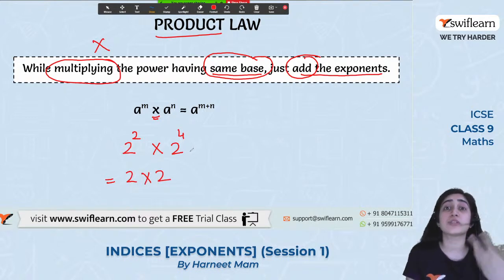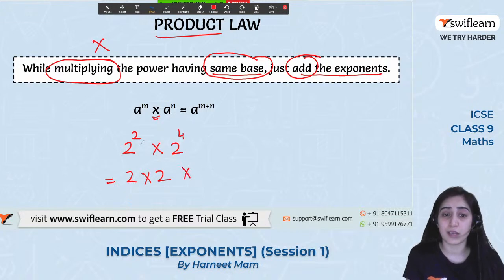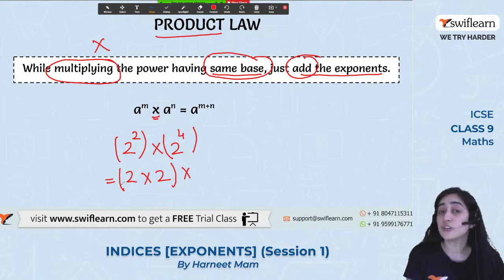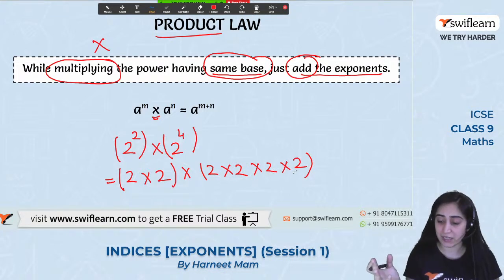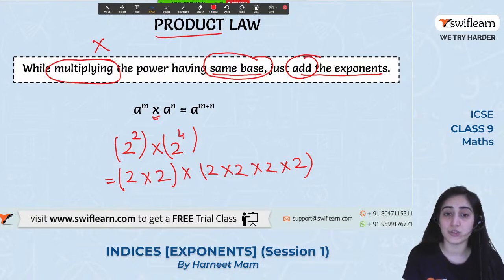Okay. 2 raised to the power of 4 का मतलब क्या है? Let me put this in a bracket so you actually get to know what we are talking about. 2 into 2, 2 raised to the power 4 मतलब है 2 को हम कितनी टाइम मल्टीप्लाई करेंगे? 4 times. So end of the day हमारा 2 कितने टाइम मल्टीप्लाई हो रहा है guys? It's multiplying by 1, 2, 3, 4, 5, 6. 6 टाइम मल्टीप्लाई हो रहा है. इसको मैं लिख सकती हूँ 2 raised to the power of 6.